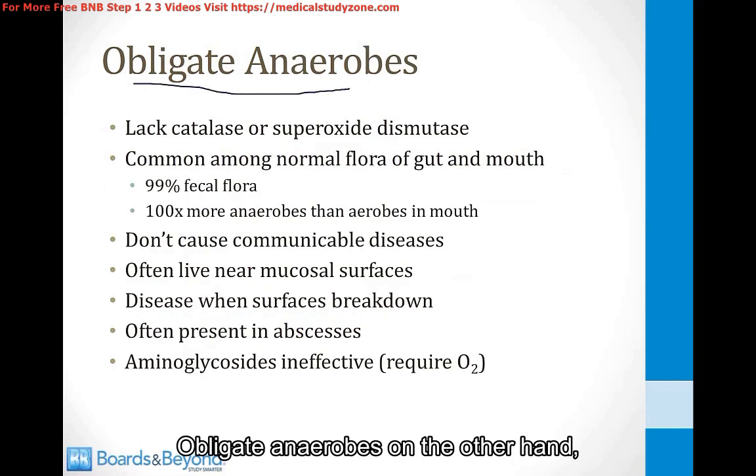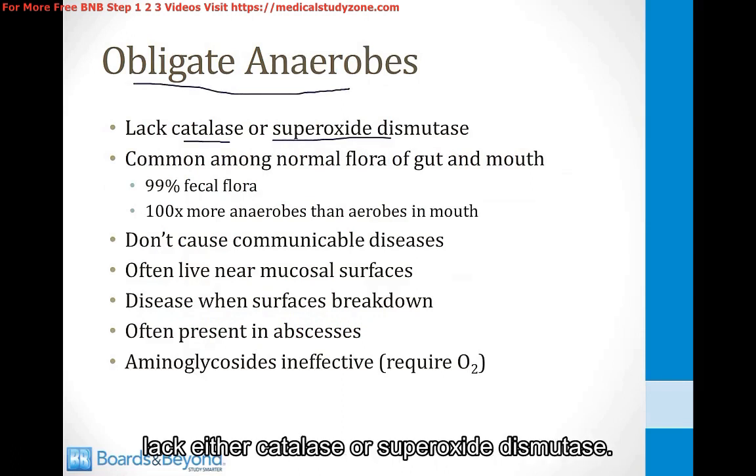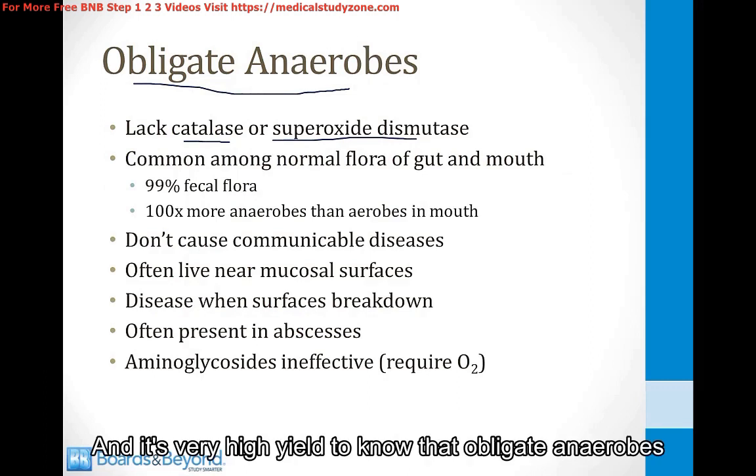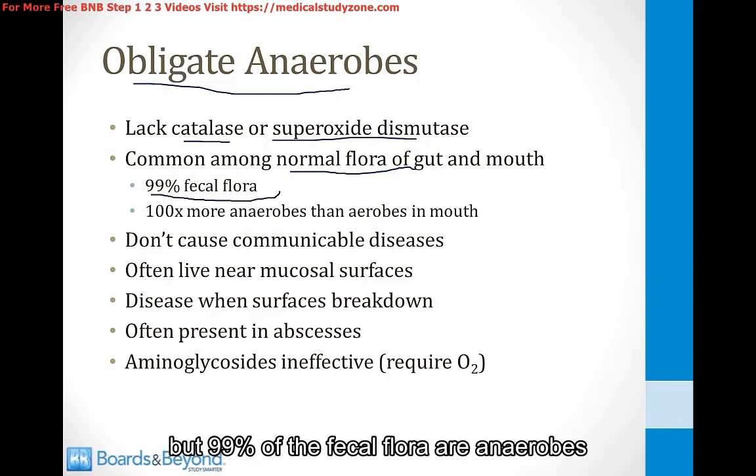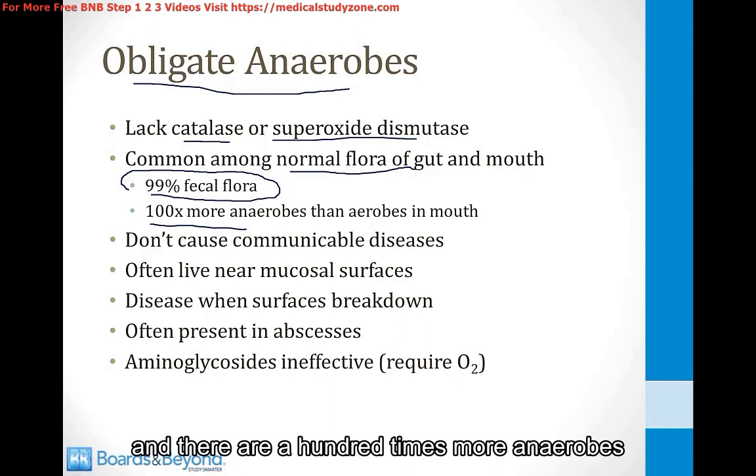Obligate anaerobes, on the other hand, lack either catalase or superoxide dismutase. And it's very high yield to know that obligate anaerobes are common among the normal flora of the gut and mouth. About 99% of the fecal flora are anaerobes, and there are 100 times more anaerobes than aerobes in your mouth.